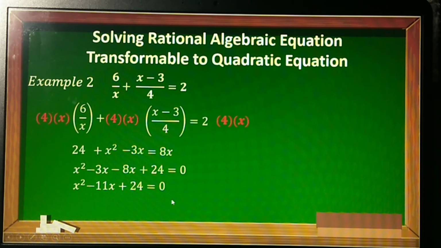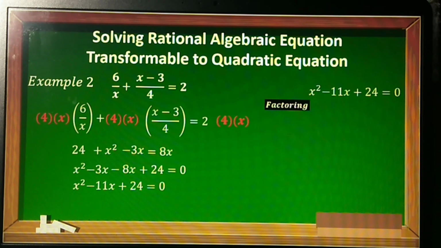Then, yung next na step natin ay hahanapin na natin yung roots ng quadratic equation using factoring. So, factored terms of this trinomial would be quantity x minus 8 and then quantity x minus 3 is equals to 0.